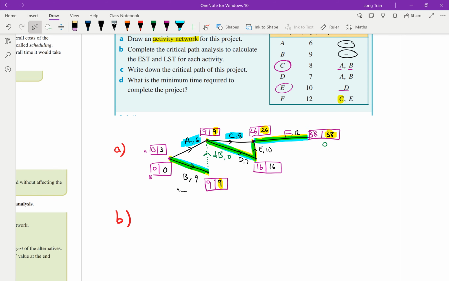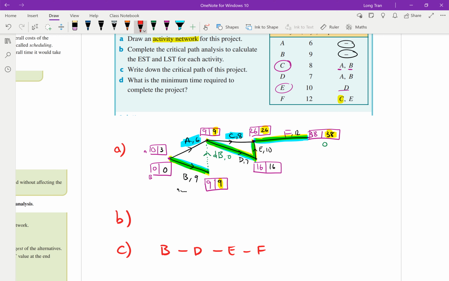So I've drawn the activity network. I've done the EST, LST. And now they're asking in part B, complete the critical path analysis, which I've highlighted. And then part C, they ask you to write down the critical path. So B is critical, D is critical. So as soon as B finishes, D has to pick it up. And then once D finishes, E has to pick up the work. And then once E finishes, F has to pick up the work in order to complete it all within 38 minutes.